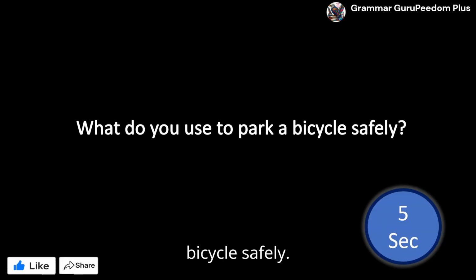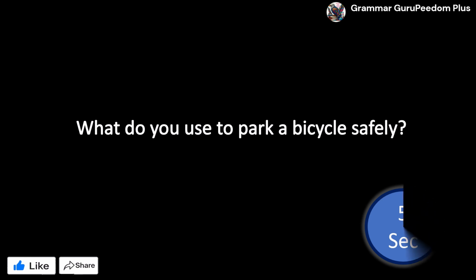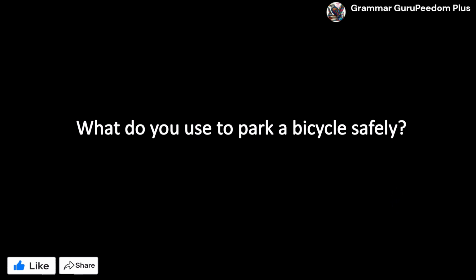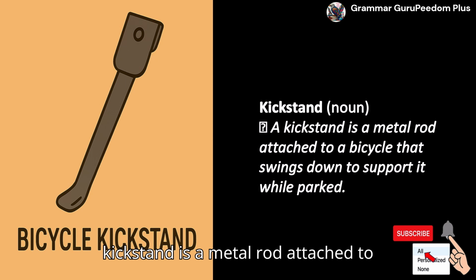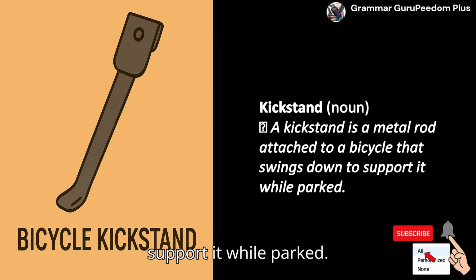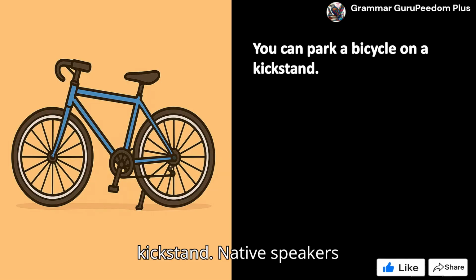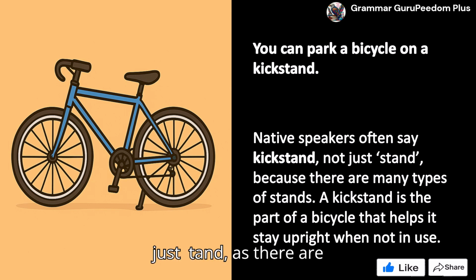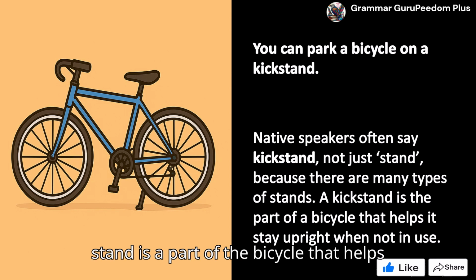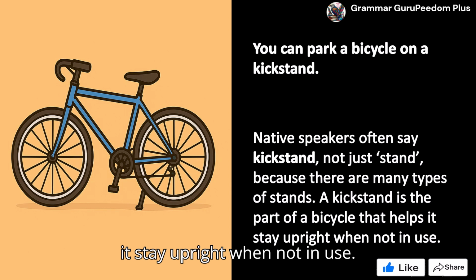Question number 6. What do you use to park a bicycle safely? You will use a kickstand. A kickstand is a metal rod attached to a bicycle that swings down to support it while parked. You can park a bicycle on a kickstand. Native speakers often say kickstand rather than just stand, as there are many types of stands. A kickstand is the part of the bicycle that helps it stay upright when not in use.